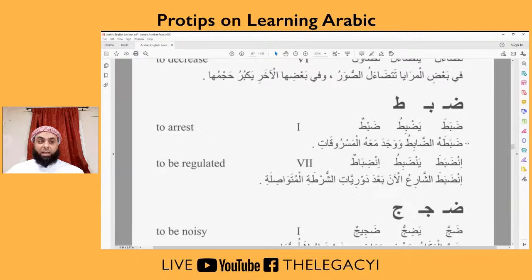انضبط الشارع الآن بعد دوريات الشرطة المتواصلة. So now the street, meaning the traffic on the street, is regulated. Everyone is following the rules after the regular, the continuous, I'm not sure how it translates, دوريات الشرطة. Basically, the idea is the regular patrols, regular police patrols have caused the traffic to become regulated.